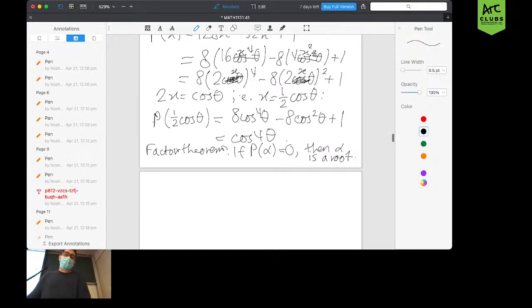Cool. So how can we use factor theorem to find the roots? Well, from factor theorem, if cos 4 theta, which is just our p of a half cos theta, equals 0, then we know by factor theorem a half cos theta is a root. That's how we use factor theorem. Essentially we're just replacing that alpha with a half cos theta. Cool. Now, let's set cos 4 theta equal to 0.